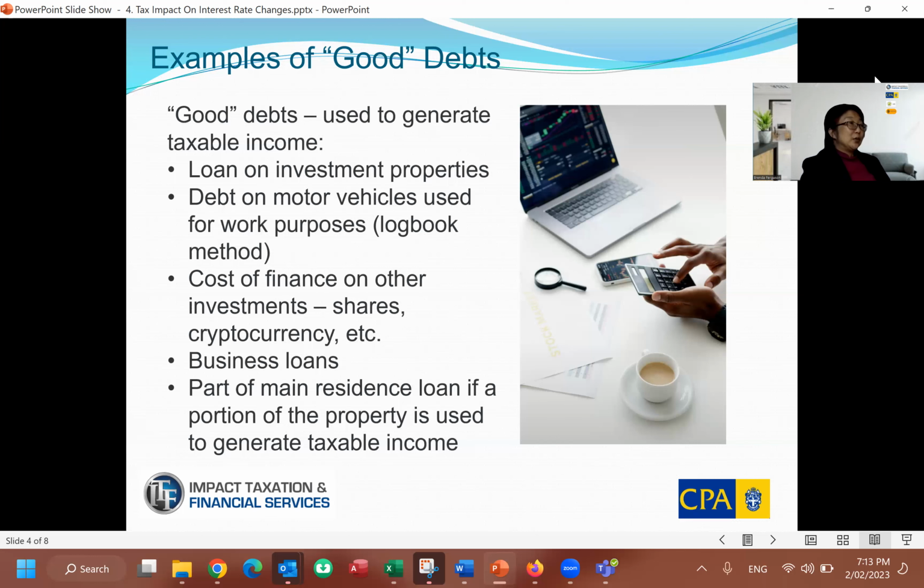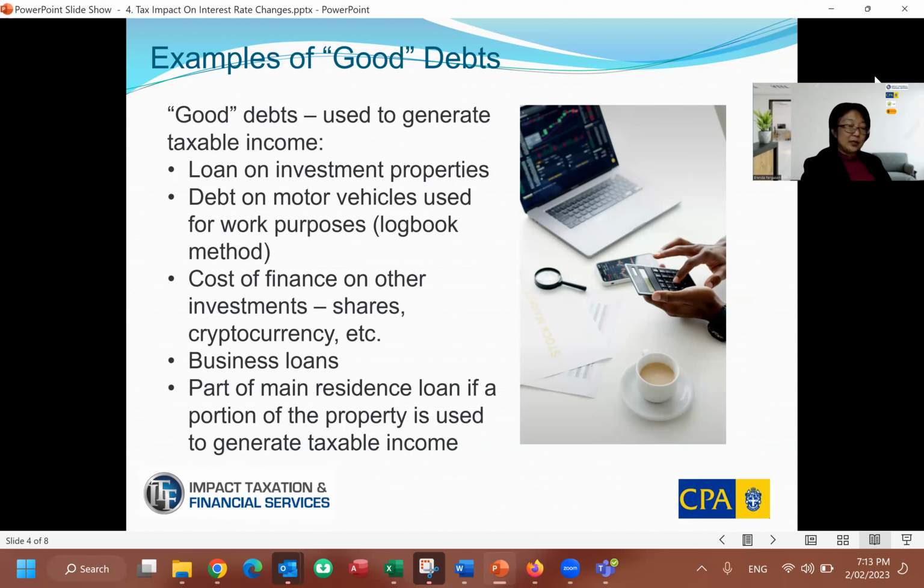Similarly, if you run a sole trader business from a home office, for that one room you can also claim an interest deduction, as a proportion of all the total interest you paid on the loan for the house.